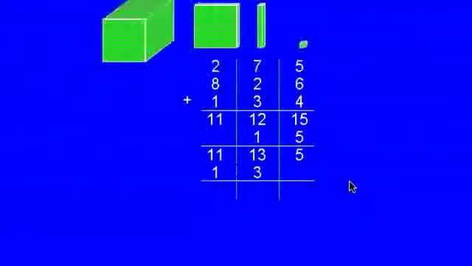And next we regroup the tens. 10 tens gives you a group of 100. So we have a group of 100 plus 3 tens. So now we combine our hundredths, which gives us 12 of them. And then we just regroup that 10 groups of 100 to a group of 1,000 for our final answer.